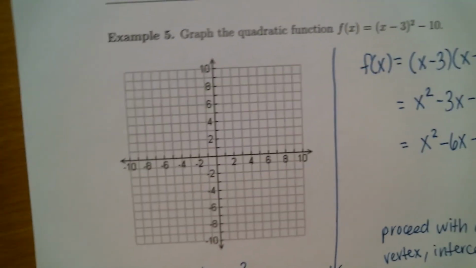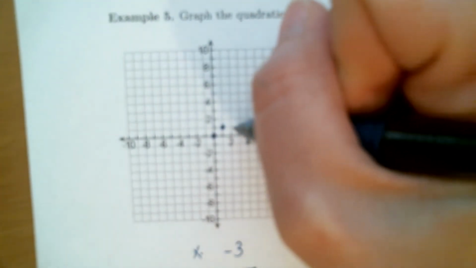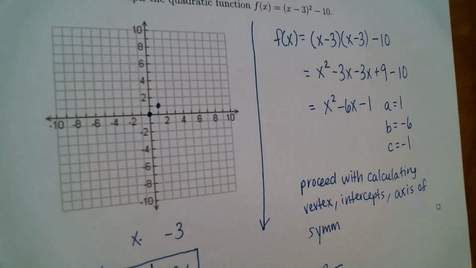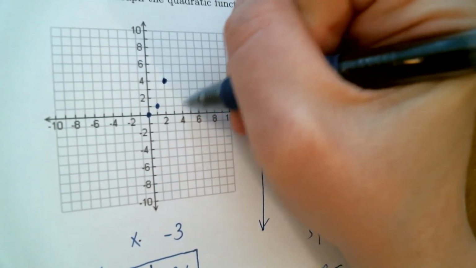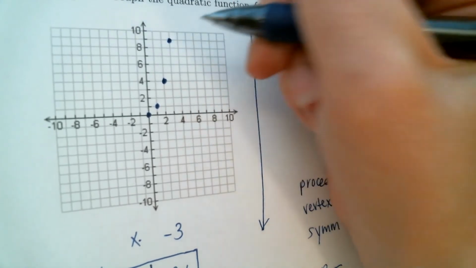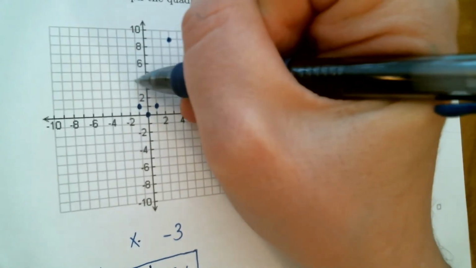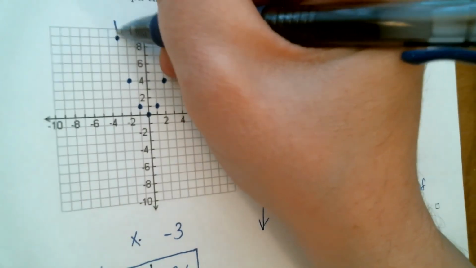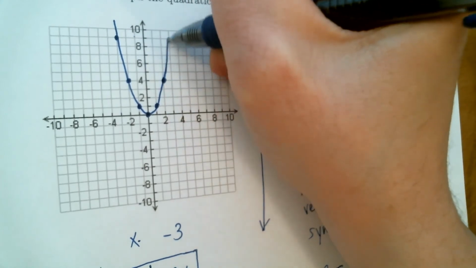So I'm going to go up here, and I'm going to quickly jot down the graph of x squared, the parent function. It goes through the origin, 1, 1, 2, 4, okay, so 0, 0, 1, 1, 2, 4, 3, 9. Like I said, you've got to memorize those points for the parent function. And then on the other side, negative 1, 1, negative 2, 4, negative 3, 9. So here's your parent function, x squared. And it's a parabola.